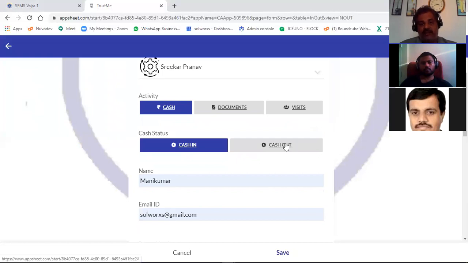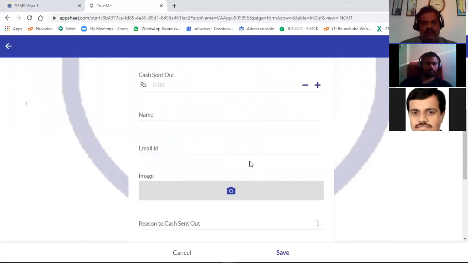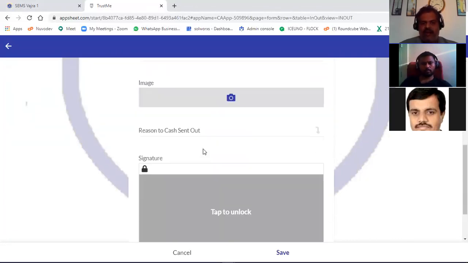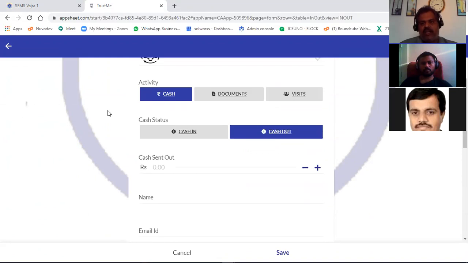Similarly, for cash that has gone out of their office. So what is the amount of cash sent out? Who is the person who has received the cash? In the same way, and also a signature from the person who has taken out the cash. So it could eliminate a lot of confusion on what is actually happening with the entire cash management, whether it's coming in or going out.